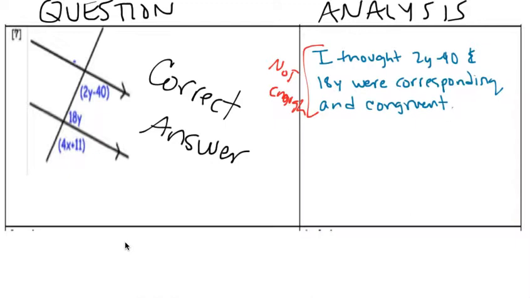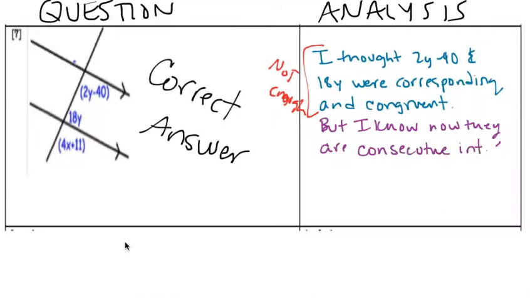So let's say you add to this and say, but I know now they are not corresponding, they are consecutive interior angles. Okay. Now, one would think, hey, maybe that's enough to get me my points, but nope, that's still not enough either because you didn't tell me what the correct answer is now.